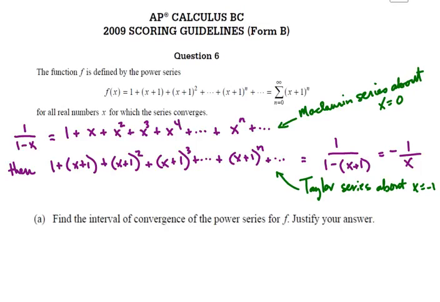And Part A asks us to find the interval of convergence of the power series for f, and to justify your answer. Well, one thing that you should note about this function is that it most definitely is a geometric series, where a is equal to 1 and r is equal to x plus 1. So finding the interval of convergence using the fact that this is a geometric series is pretty straightforward. I'm going to find it in two different ways just so that you get a feel for what's happening.